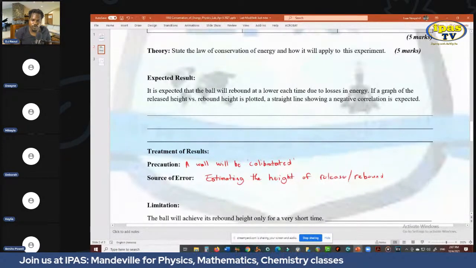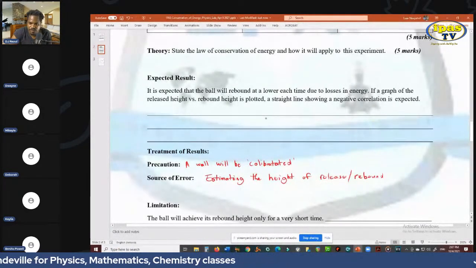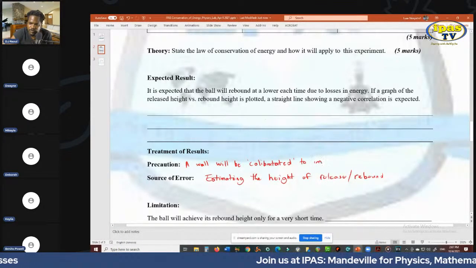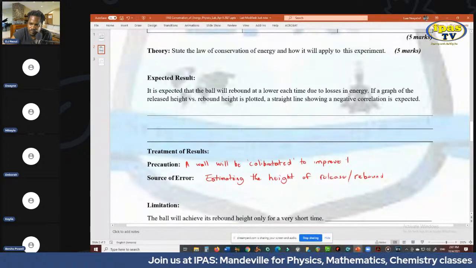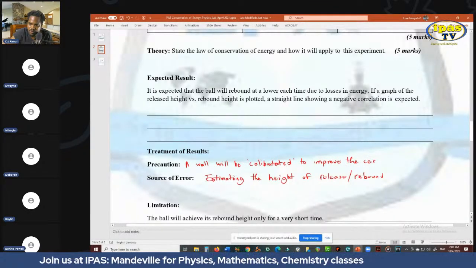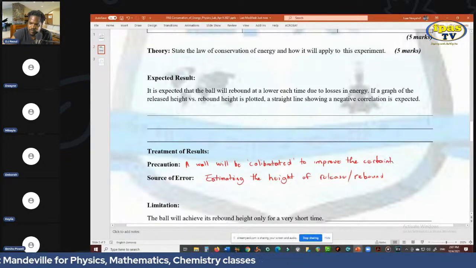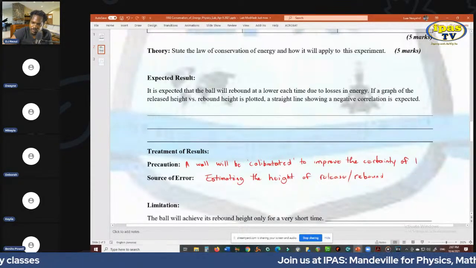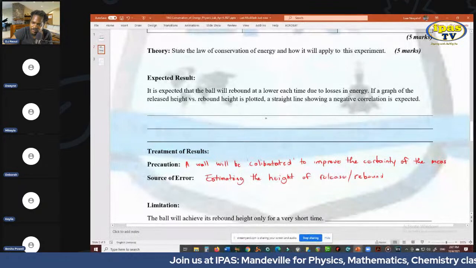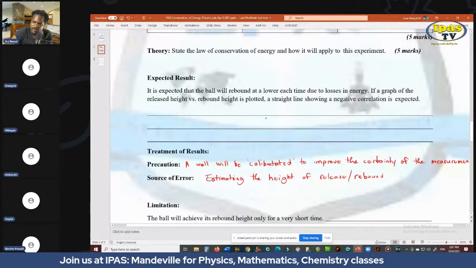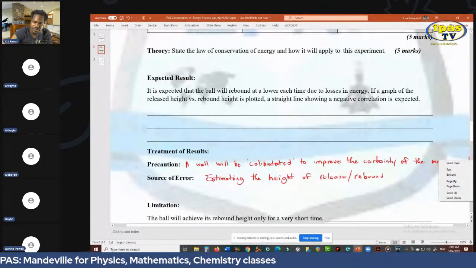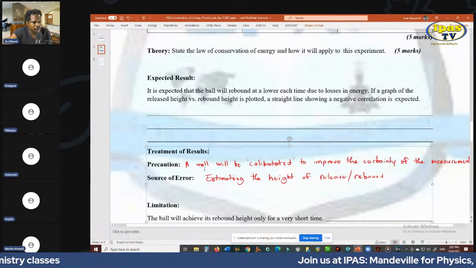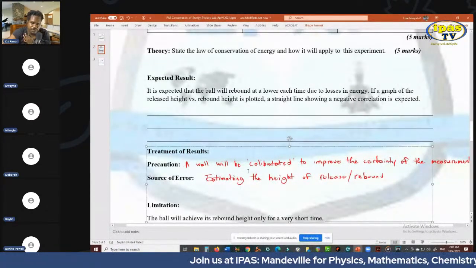But anyway, a wall will be calibrated to improve the certainty of measurements. This might sound technical, but it is what it is. Just basically saying that it makes you more certain of the results that you're going to collect. So just remember that as a precaution. You want the wall there.